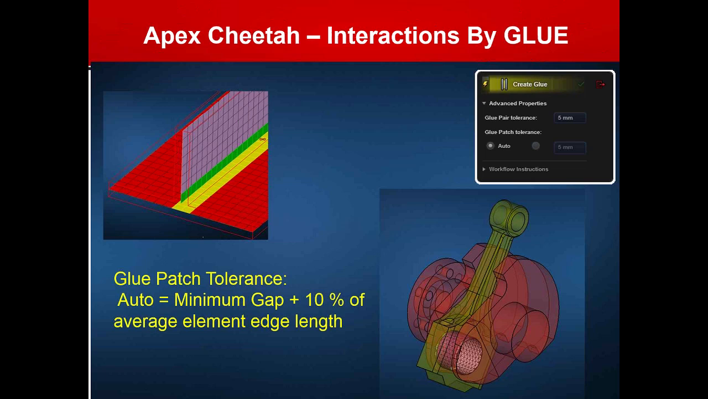We are going to find those groups of elements by what is called the auto search tolerance, or manually you can give an input within which it is going to find all those segments that are going to come into play in the context. The glue patch tolerance we find based on the minimum gap between the parts within each pair, and we use about 10% of the average element edge length to find all the elements that are going to be in contact, and those are going to be permanently glued.